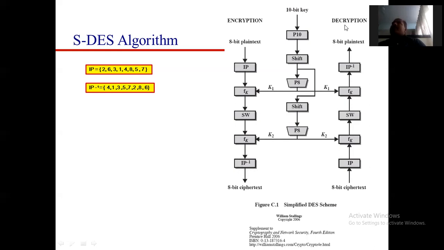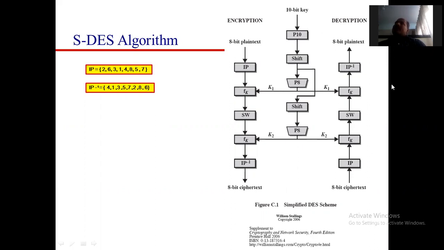Again at the decryption side, what is decryption? The conversion of cipher text into plain text is called decryption. In decryption we first have IP, the initial permutation, then FK the complex function, SW the switch function, FK again the complex function, and again the inverse of the initial permutation.